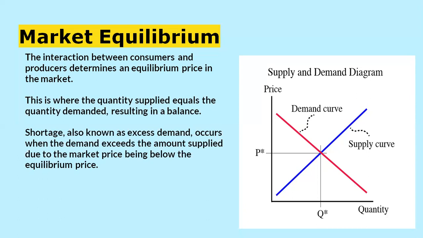Shortage, also known as excess demand, occurs when the demand exceeds the amount supplied due to the market price being below the equilibrium price.